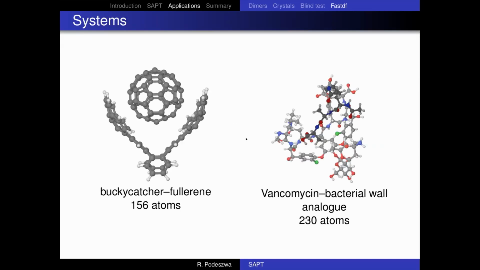So these were the systems we tested them on. It's not at the limit of the method, but it's where it starts to get non-trivial. So the buckycatcher fullerene system, a model of molecular recognition, and also an antibiotic with a peptide.